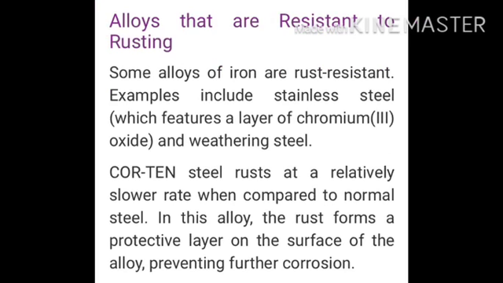Alloys that resist rusting, this is a process called alloying. Some alloys of iron are rust resistant. Examples include stainless steel, which features a layer of chromium 3 oxide, and weathering steel. Corten steel rusts at a relatively slower rate when compared to normal steel. In the alloy, the rust forms a protective layer on the surface of the alloy, preventing further corrosion.